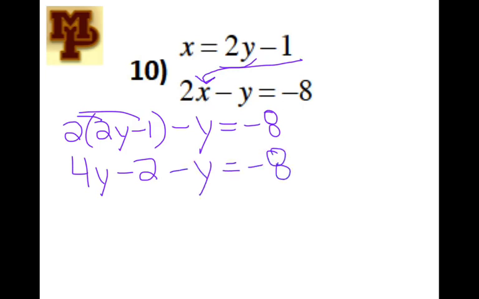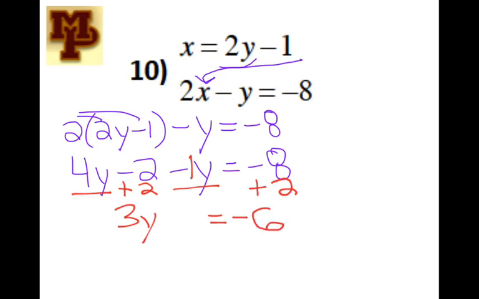We're going to combine our like terms. So we have 4y minus y. It's 4y minus 1y. So that makes 3y. And at the same time, we can go ahead and add the 2 over. So we have 3y equals negative 6, and then divide by 3. So y equals negative 2.